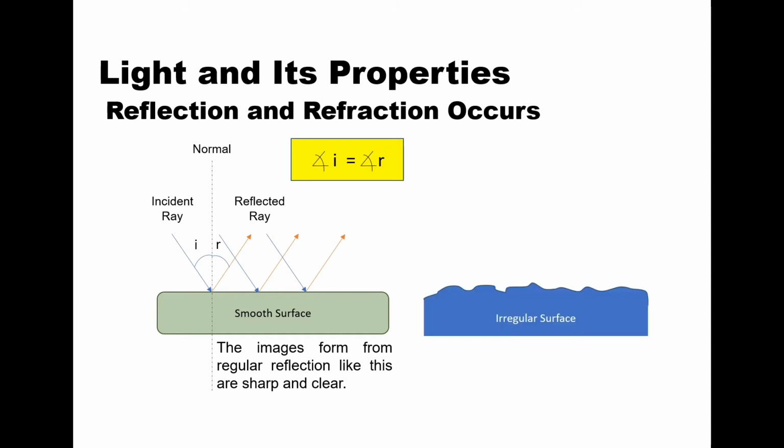When light rays fall on rough surfaces, as the surfaces are irregular, the light rays may strike the surface at different angles, causing different angles of reflection. Hence, images formed are blurred in this case.